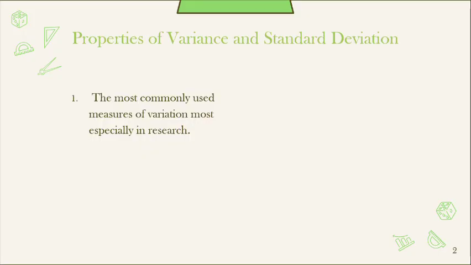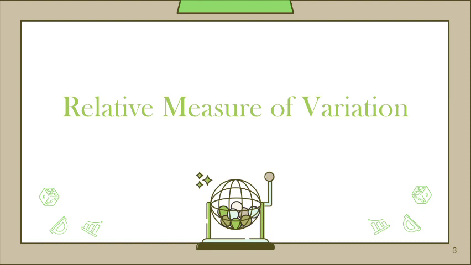Properties of variance and standard deviation. The variance and standard deviation are the most commonly used measures of variation, most especially in research, and they show variation of the individual scores about the mean. Then next are the relative measures of variation.